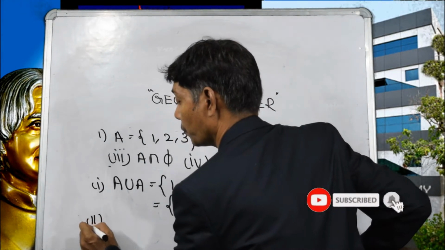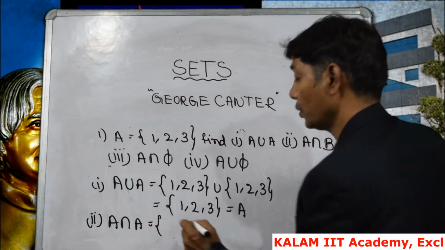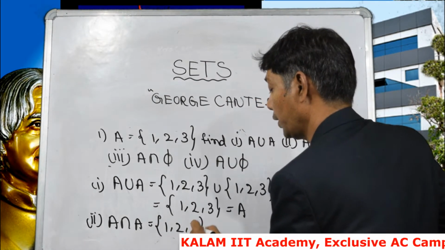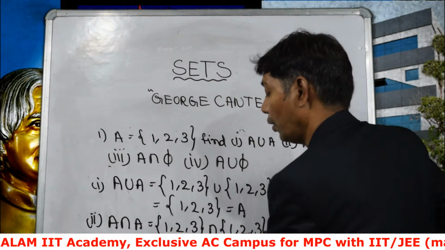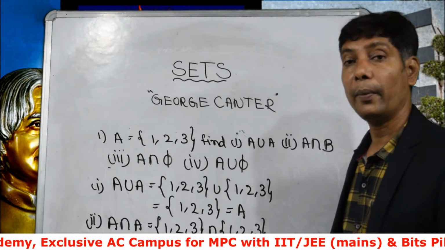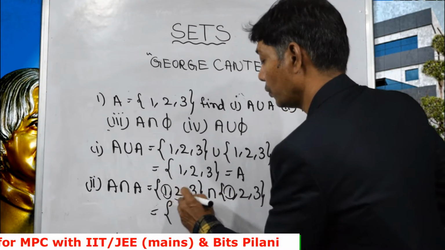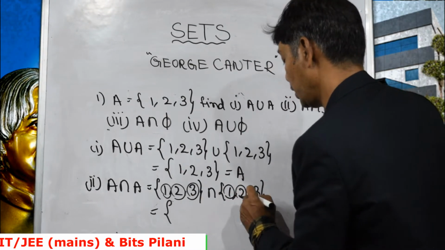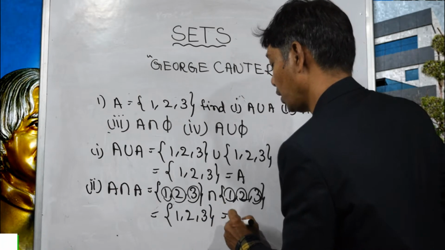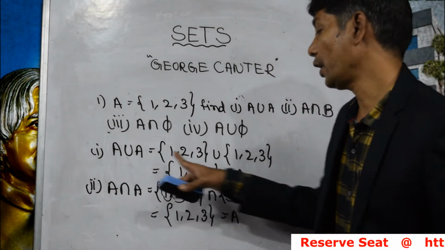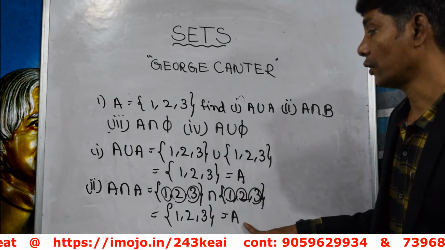Now, A intersection A. A intersection A means 1, 2, 3 intersection 1, 2, 3. Here you have to take common elements. 1 is common, 2 is common, and 3 is common. 1, 2, 3 is the answer. That means also A. A union A is equal to A, and A intersection A is equal to A also.